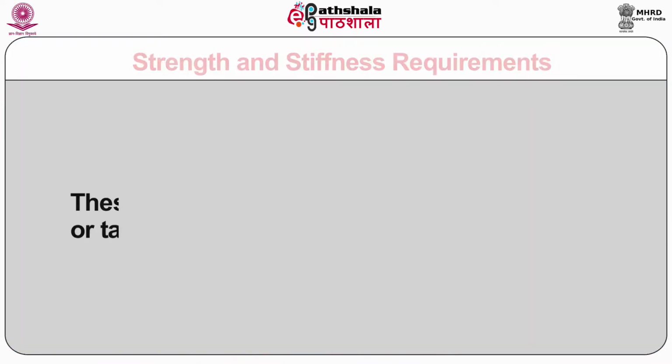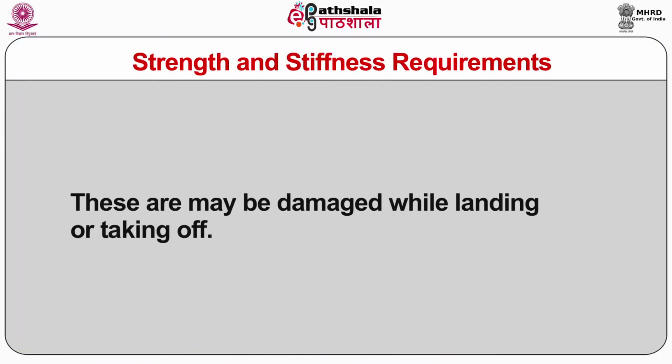Let us now discuss the strength and stiffness requirements. The design criteria also include the strength and stiffness of the interiors. These should bear or withstand a certain minimum load of passengers or baggage, etc. The flexibility of the interiors is also permitted as per the nature and quality of the strength and stiffness of the interiors. These may be damaged while landing or taking off.